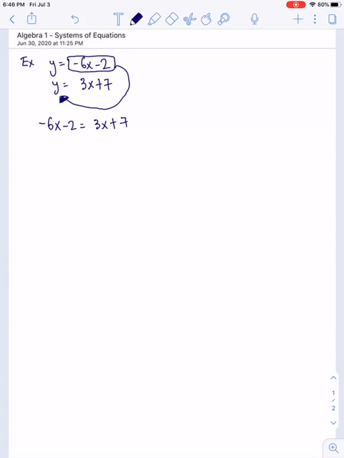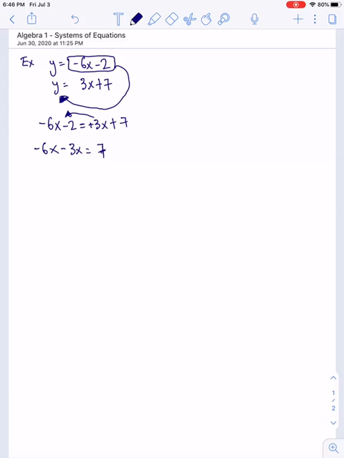And now we're going to group like terms. So negative 6x and 3x are like terms. Let's bring them to one side of the equation. I'm going to just rewrite negative 6x. Whenever a term crosses the equal sign to the other side of the equation, it becomes the opposite charge. In this scenario, this is positive 3x, so when it crosses the equal sign, it's going to be negative. So it's going to be negative 3x equals 7.